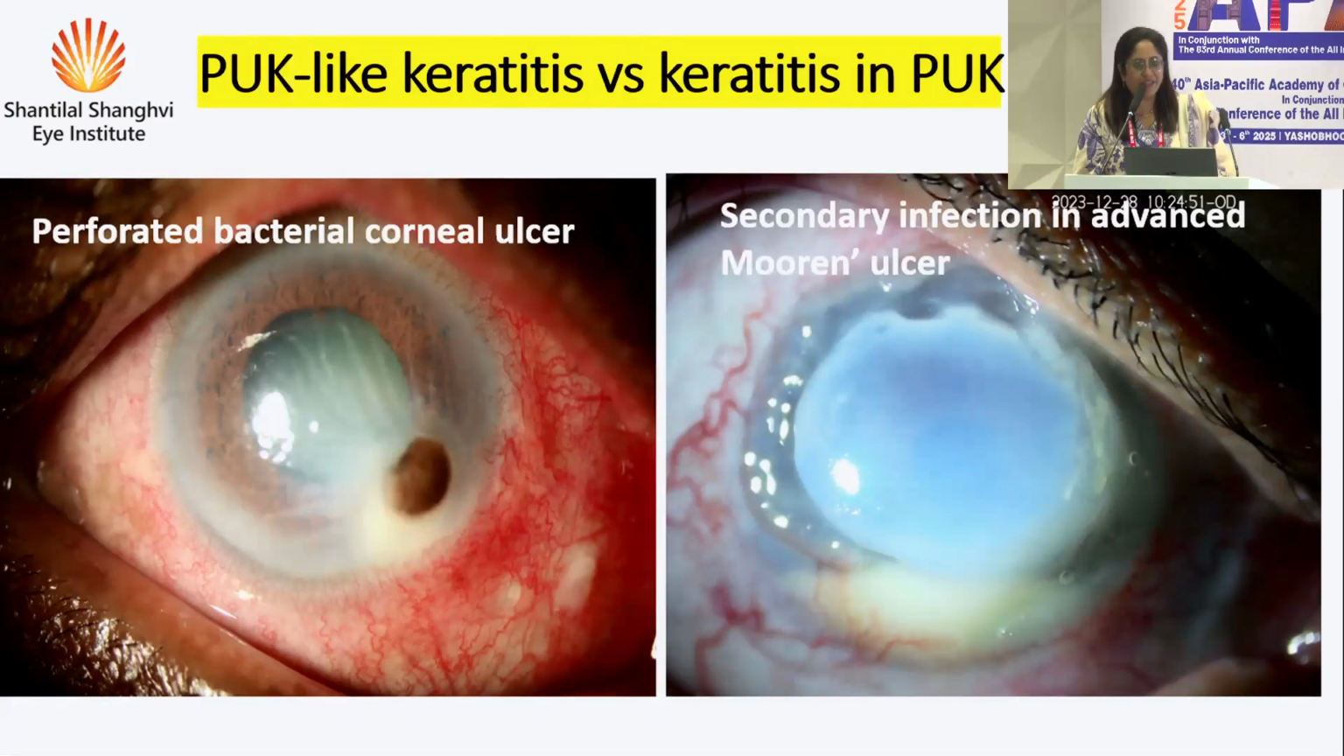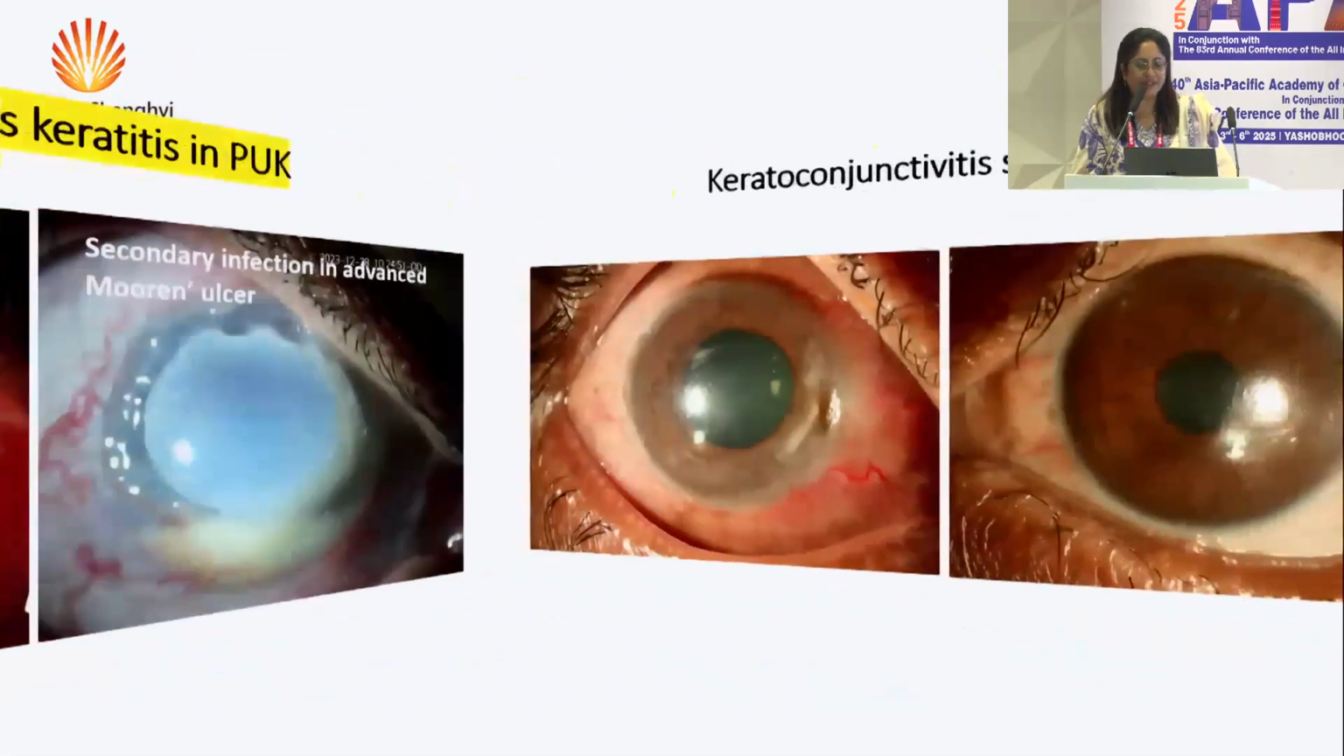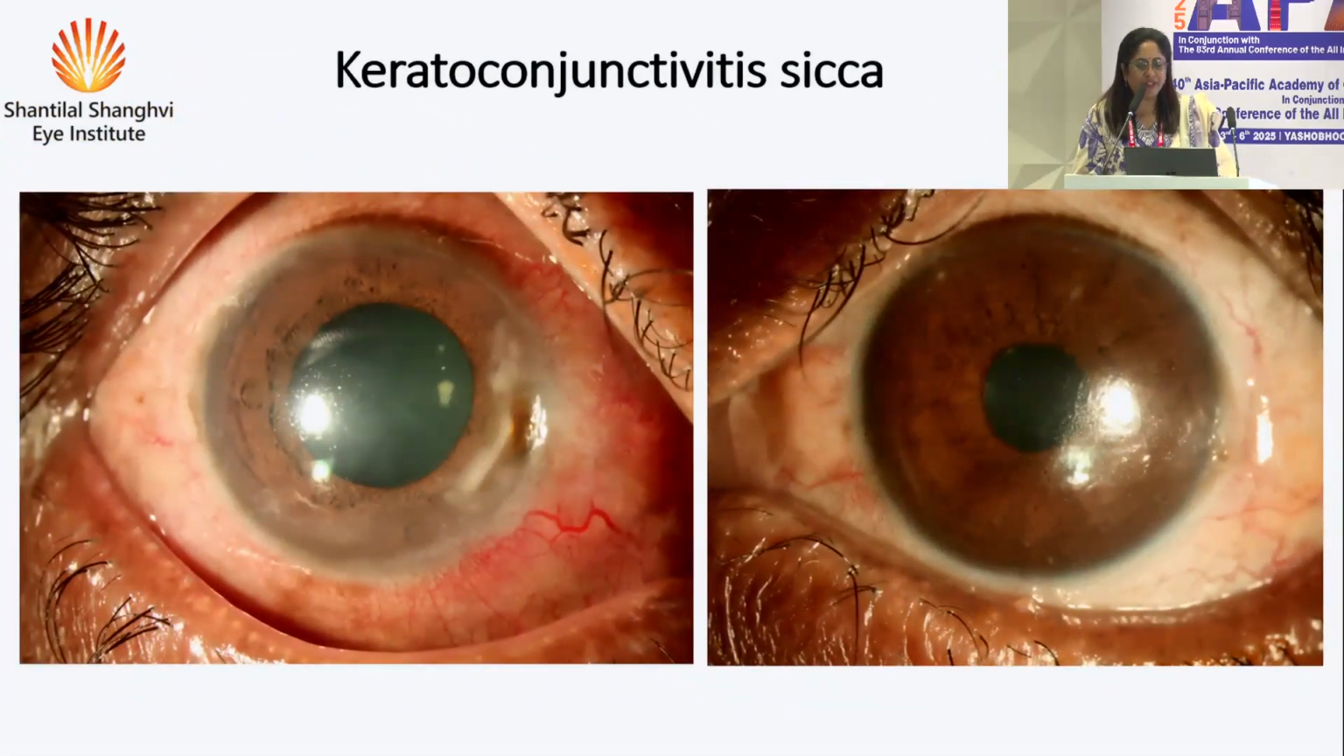The flip side can also happen. So on your right side, you have a slide which shows a very advanced PUK. Look at the hypopyon. That is very unusual. So this patient had bacterial keratitis in an advanced Mooren's ulcer. That can happen because it can be a secondary infection. Sometimes, if you're not very careful, so look at the slide on your left and on your right.